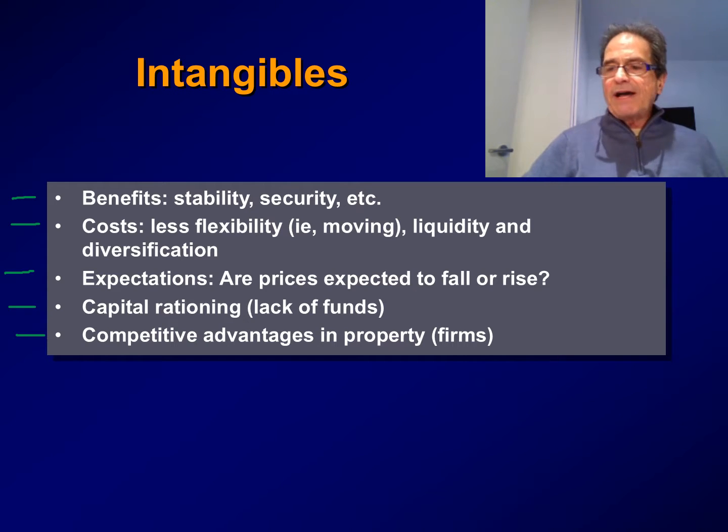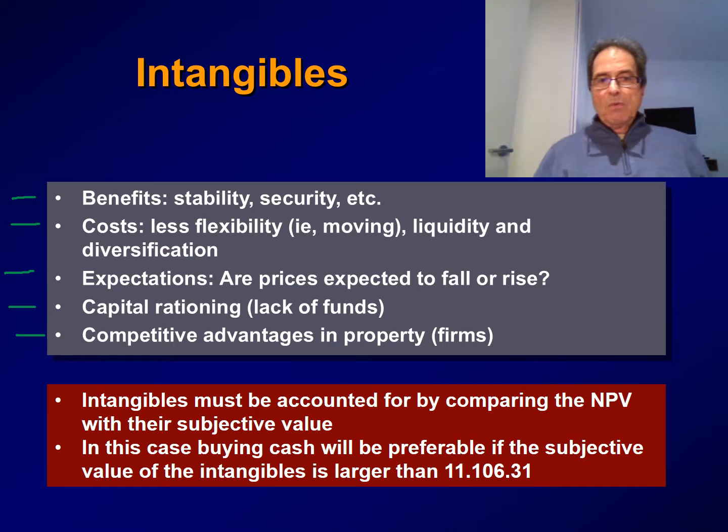How do we quantify then the impact of these intangibles? Well, intangibles must be accounted for by comparing the net present value that we obtained before with the subjective value of these intangibles. In our case, buying cash will be better if the subjective value of the intangibles is larger than 11,106 with 31. Remember that we obtained a negative net present value of 11,106. Well, if the intangibles for us have a positive value, which is larger than this 11,106, then of course we will decide to buy in spite of having a negative net present value.